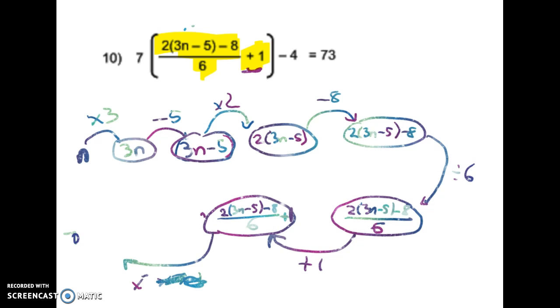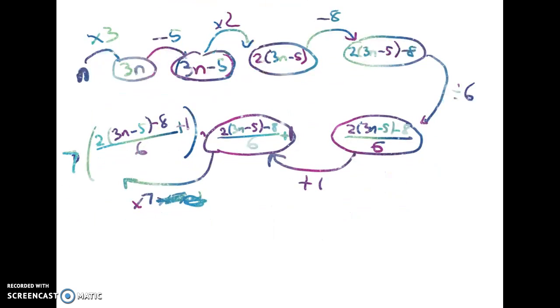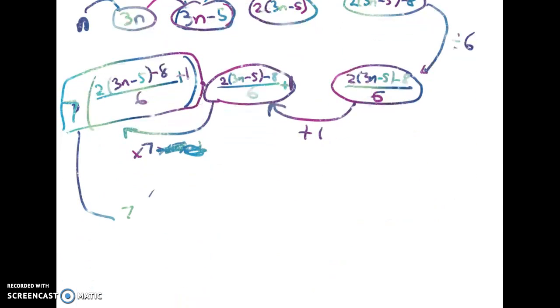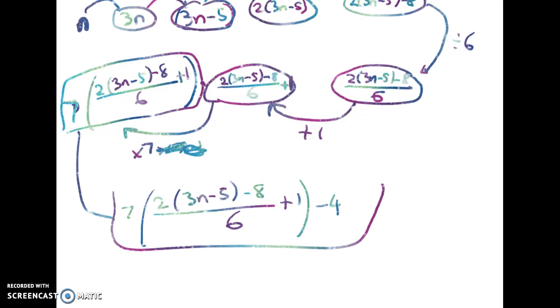So we've got times by 7. So now we get 7 times 2 times 3n minus 5, minus 8, divided by 6, plus 1. And finally, I'm going to take that massive thing there and I'm going to subtract 4 from it. And that is my last step, and out pops my answer, which is 73.